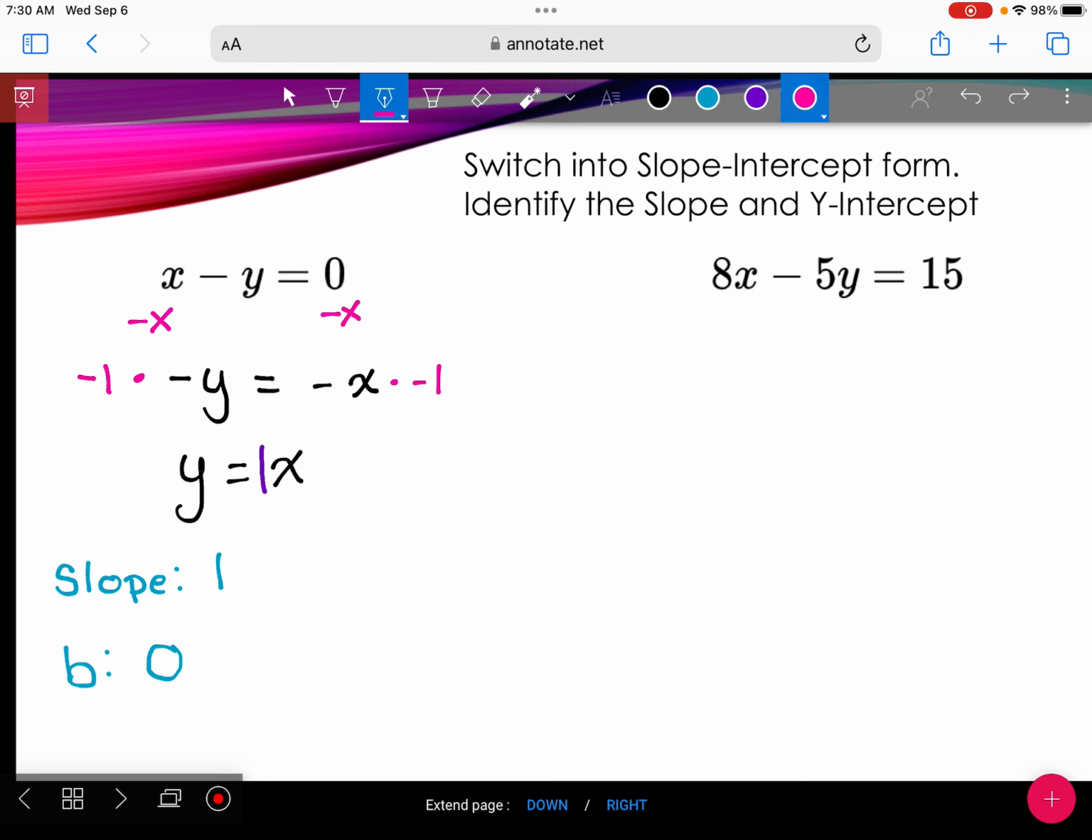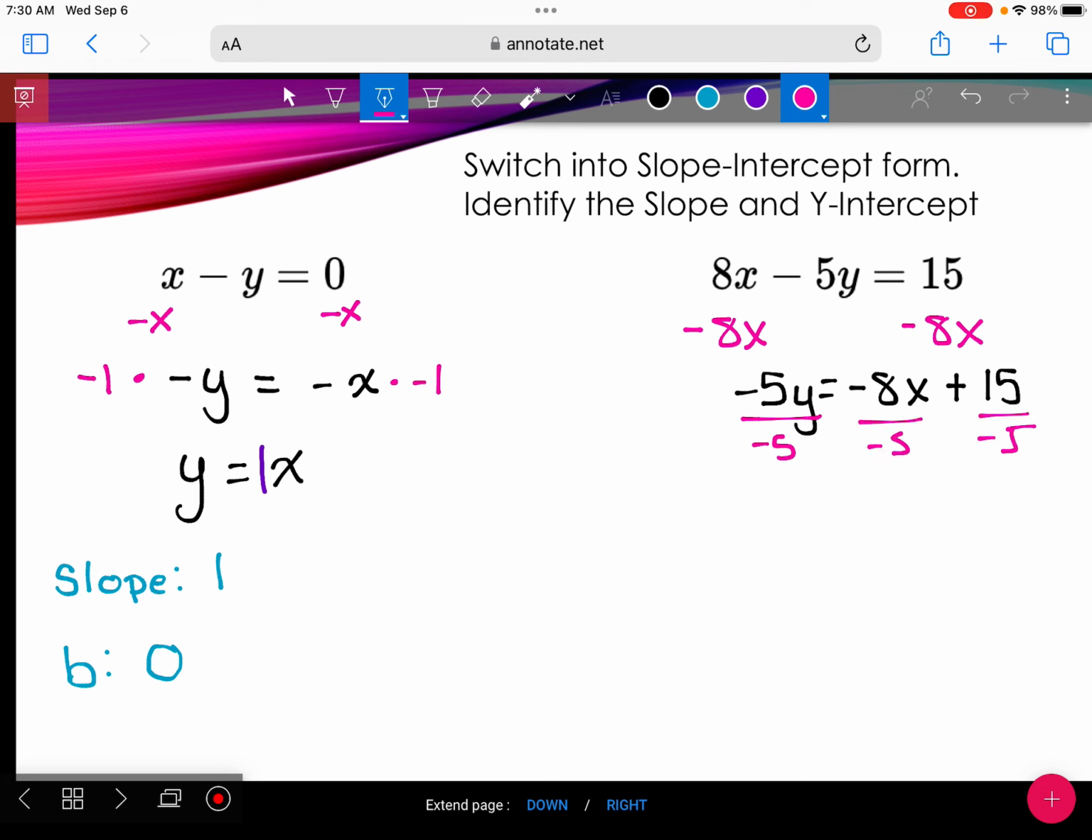All right, last one like this. What are we going to do to get y by itself? Not just 8. Minus 8x. And we have our minus 5y equals minus 8x plus 15. We're going to divide by -5.